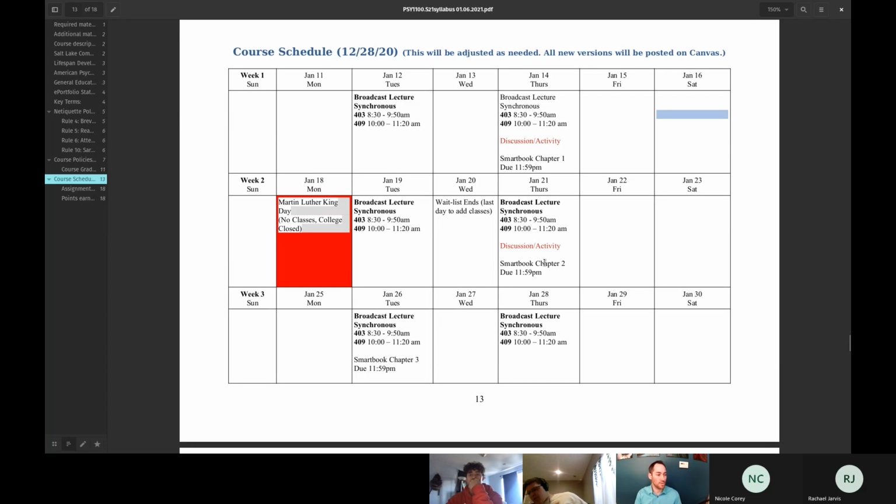Another reminder, we've got SmartBook Chapter 2. We should be able to get started with Chapter 2 content today, so that'll be good, and then hopefully you've already read the chapter for that as well. Let me know if you had any trouble with the SmartBook for Chapter 1, logging in, if you're still having troubles with Microsoft Teams or Canvas, so we can get that fixed sooner rather than later.